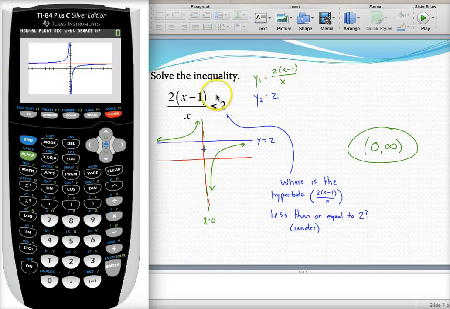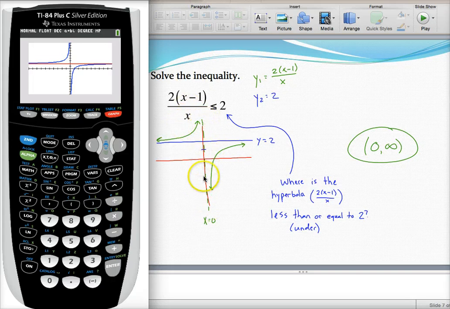And so the question was, when is my blue graph, when is the hyperbola, less than or underneath that y equals 2 line? Well, I can see that this part of the graph is no good because all of that's above the x-axis. So I want to describe the interval down here. Well, what I'll need to know is still where the vertical asymptote is. So as we always do with rational functions, the vertical asymptote is whatever would make the bottom equal to 0. In this case, that's just 0.